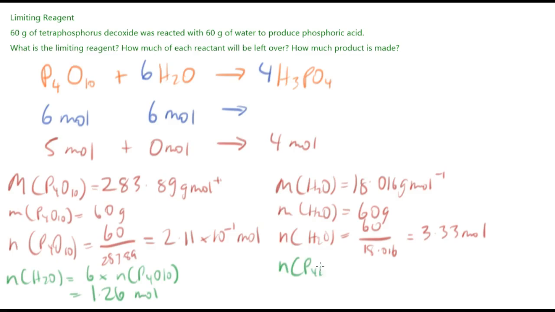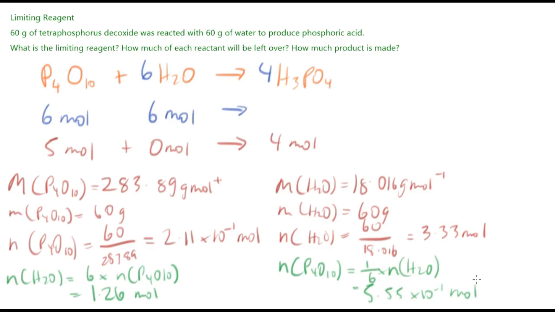Now, if we go the other way, how much P4O10 we'll actually need compared to the number of moles of water, which is a 6th times the number of moles of our water. So this should be around about 5.55 by 10 to the negative 1 moles.